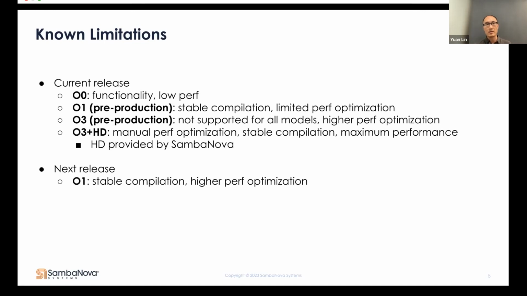So currently these are the three different options. O0 is the most stable, and O1 and O3, you can think of as more and more aggressive optimizations. And finally, we have this thing called O3 with HD. This is basically you're taking the entire graph, and then you override some of the compiler decisions with manual optimization decisions. This gives you the maximum performance, but obviously this requires a lot of manual hand tuning.